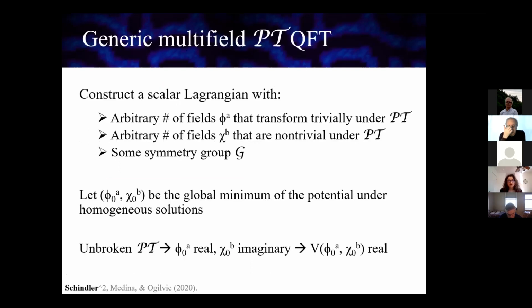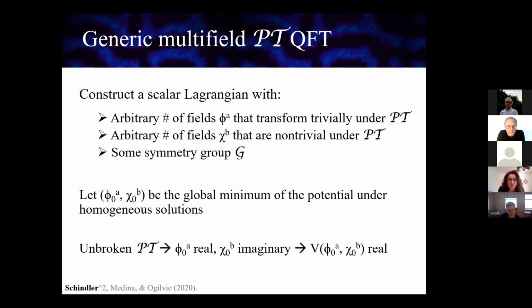Okay, so what does a generic multi-field PT quantum field theory look like? Let's just put some amount of phi fields down, like the phi fields we looked at before. They transform trivially under PT. It's just like a Hermitian field. It's going to be coupled to a field chi that's non-trivial under PT.